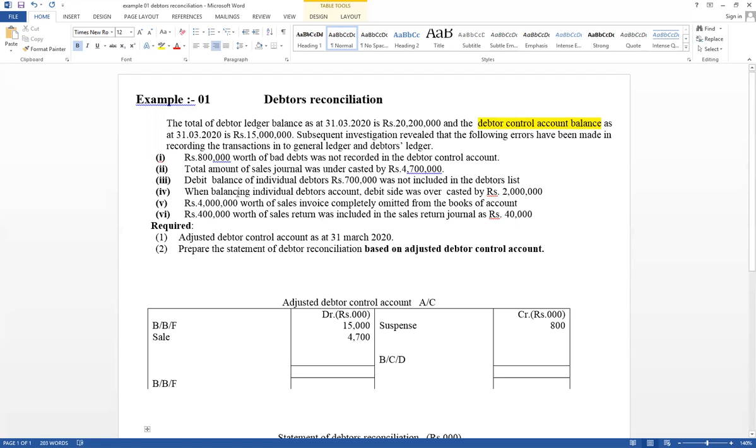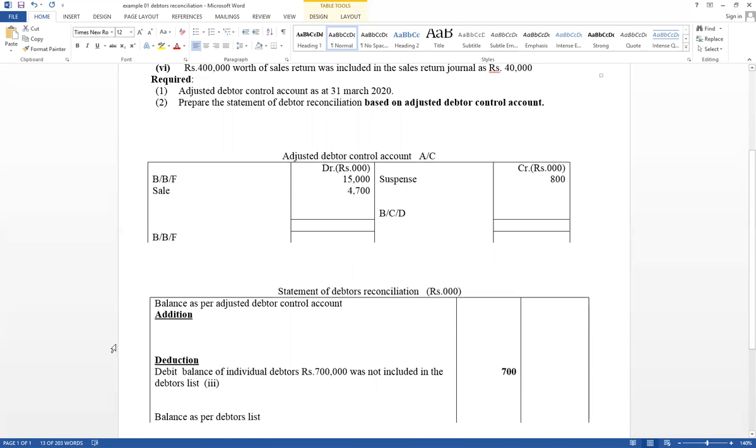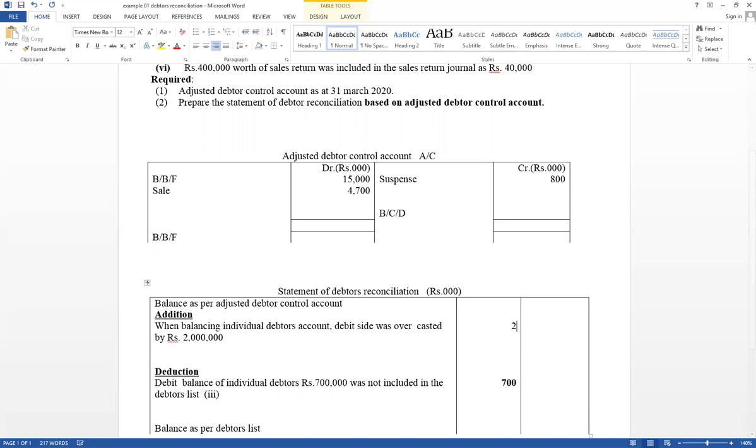Then the fourth one: when balancing individual debtors accounts, the debit side was overcasted. It also affects the individual debtors accounts. Think about it: a debtor is an asset. If the debit side is overcasted, the individual debtor balance also increases. If the individual debtor balance increases, it affects the list balance. Therefore, the list balance also increases, and the closing balance increases. If the closing balance increases, 2000 should be added.